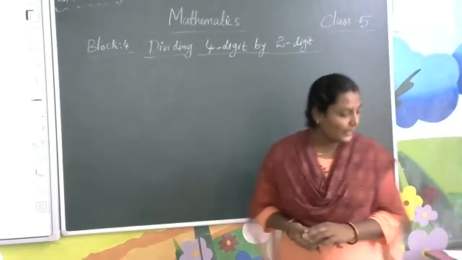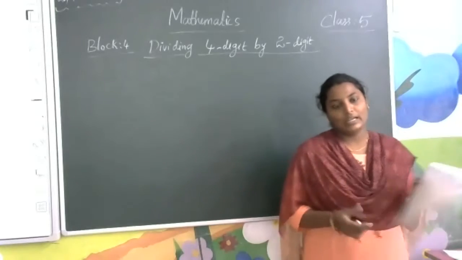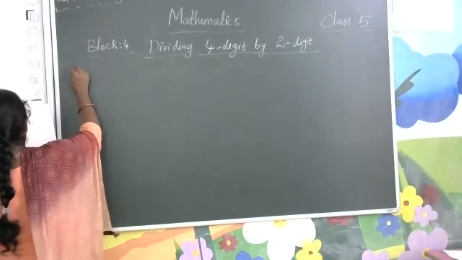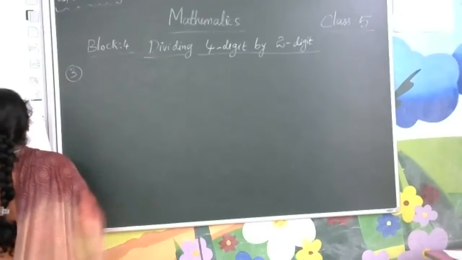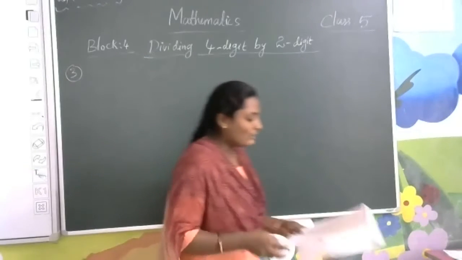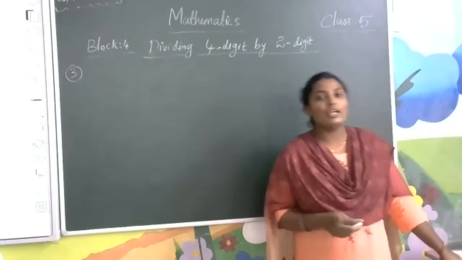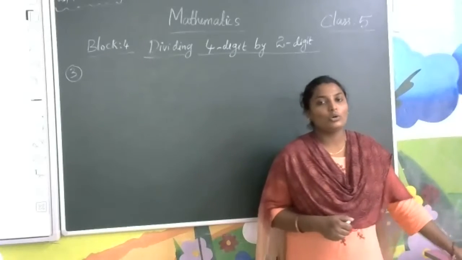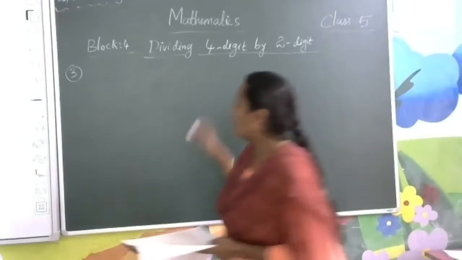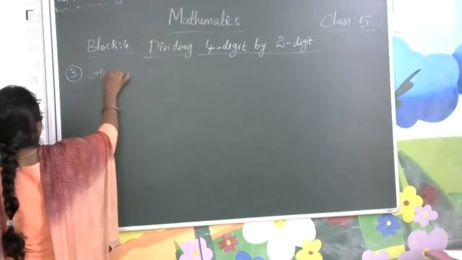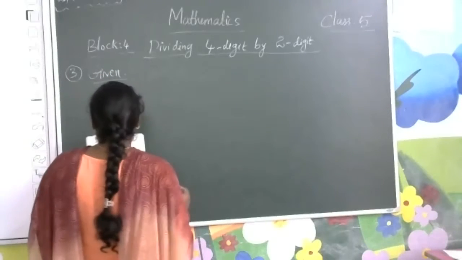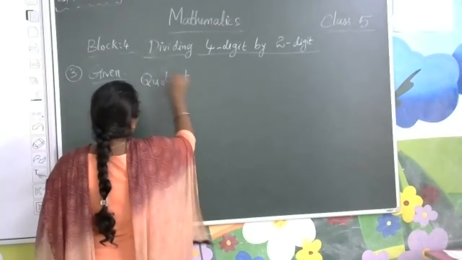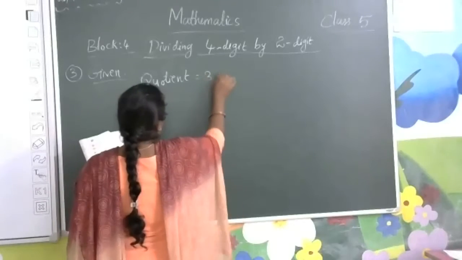Look at the board. Open page number 23, first question. Lesson 2, dividing without remainders. Third one, first question. What is the divisor? The quotient is 32 and the dividend is 2016. Remainder equals 0. Here first, we have to write the given things all together. In the question, what have they given for us? They have given the quotient. The quotient equals 32.